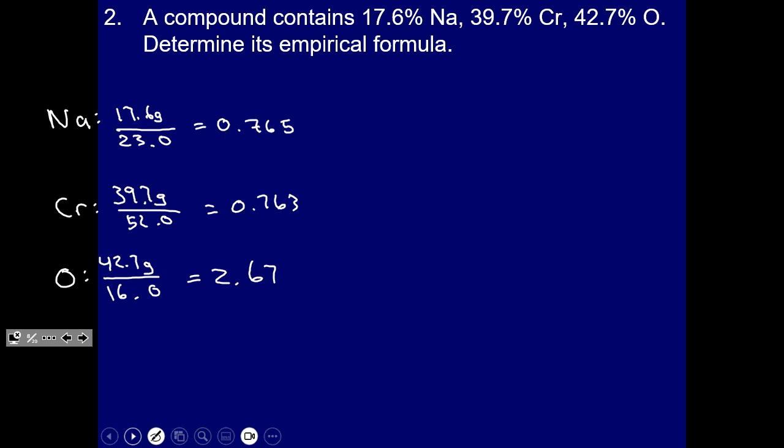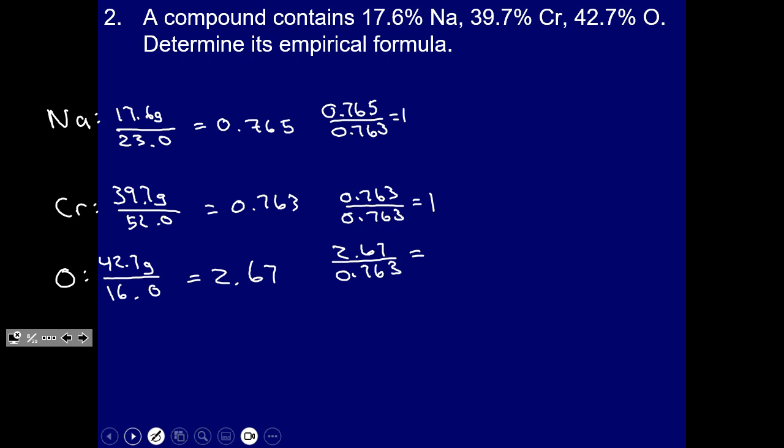We're now going to divide by the smallest. 0.763 divided by 0.763 equals 1. 0.765 divided by 0.763 is essentially 1. 2.67 divided by 0.763 is, and what do we get? 3.5. Okay, 3.5. So sometimes you might get something that isn't a whole number.